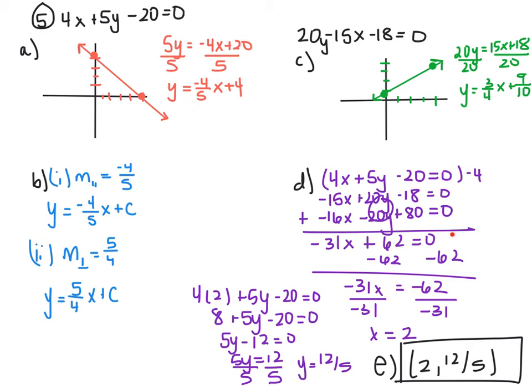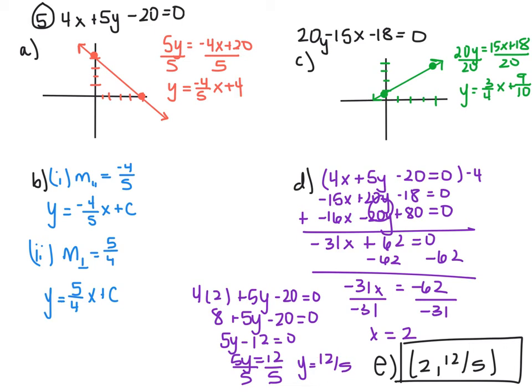I did elimination method, so I multiplied this equation 4x plus 5y minus 20 equals 0 by negative 4 and added the two together to eliminate my y's. So you end up with negative 31x plus 62 equals 0, so x equals 2. I substitute that into that first equation and got y equals 12/5.